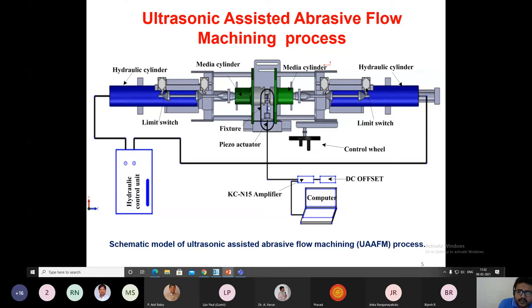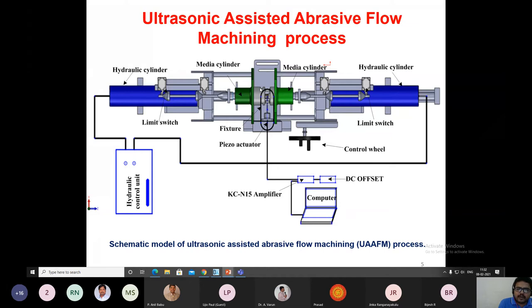Why did we get it, and what extra parameters did I add? Here I am vibrating my workpiece using a piezo actuator, which is connected to an amplifier and offset, and I use a computer for varying amplitude and frequency. So my new parameters here are frequency and amplitude. My already existing parameters: here you can see the hydraulic cylinder side, the pressure applied, the extrusion pressure. That is my existing parameter.